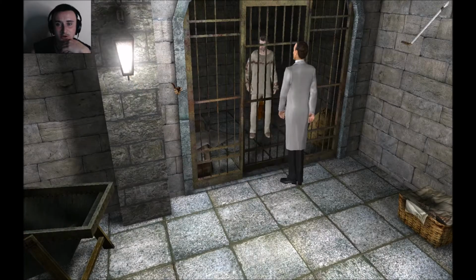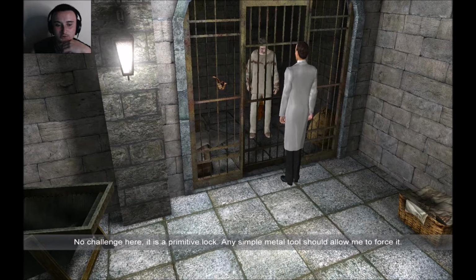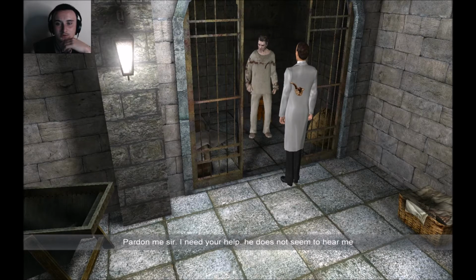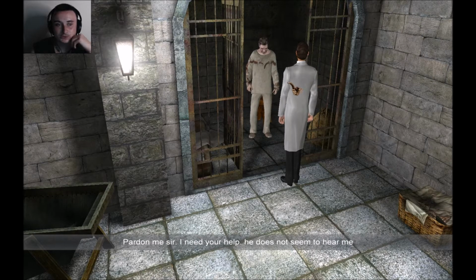There's a person over here we can talk to. No challenge here. It is a primitive lock. Any simple metal tool should allow me to force it. Like a spoon. Pardon me, sir. I need your help. He doesn't seem to hear me.